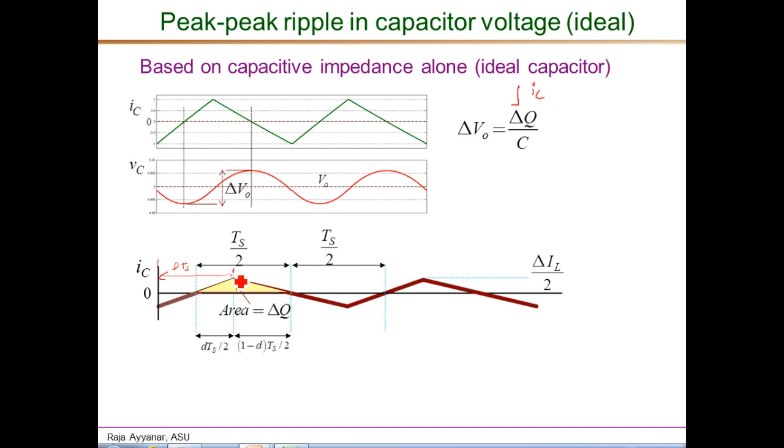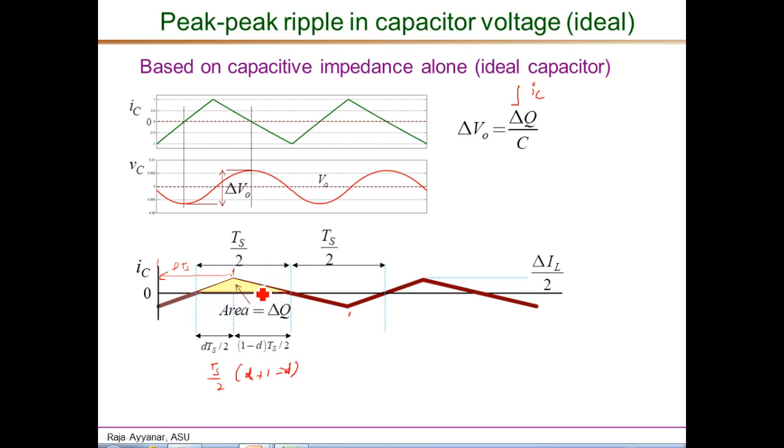From a similar analysis, the duration from this point to this point is 1 minus d times Ts, and from here to the end of the point that we are considering is 1/2 of 1 minus d times Ts, which is 1 minus d times Ts over 2. If you add these two, you get Ts over 2 times d plus 1 minus d. They cancel, and you get Ts over 2. So regardless of the value of the duty ratio, this duration is always Ts over 2.